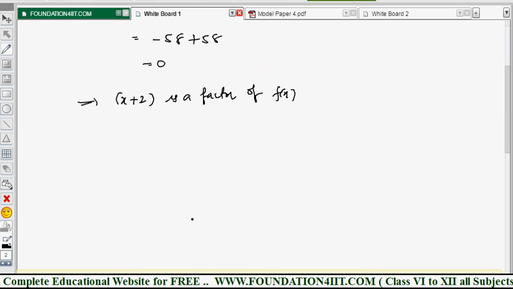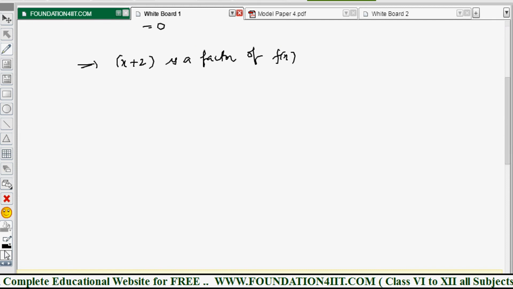So by the factor theorem, we need to use x cube minus 2x square minus 29x minus 42. We divide with x plus 2, because x plus 2 is the factor of this. Now we know the division. X into x square is x cube. So write x square here. Take the x square and multiply this total. That is x cube plus 2x square.